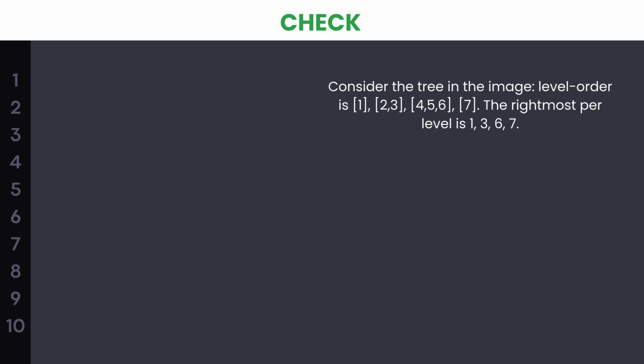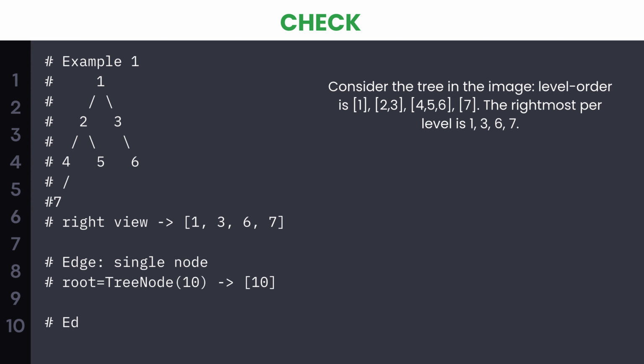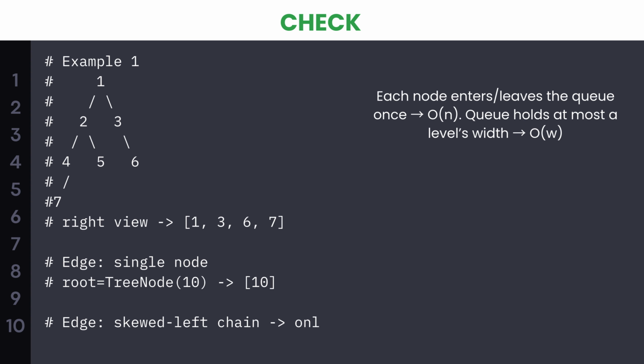Consider the tree in the image. Level order is 1, 2, 3, 4, 5, 6, 7. The rightmost per level is 1, 3, 6, 7. Let's sanity check a couple cases. Each node enters and leaves the queue once, O(N). Queue holds at most a level's width, O(W).